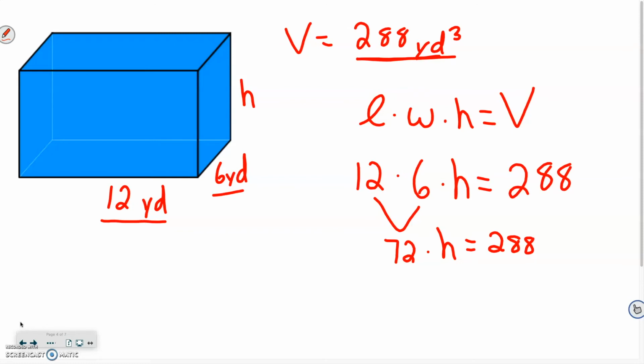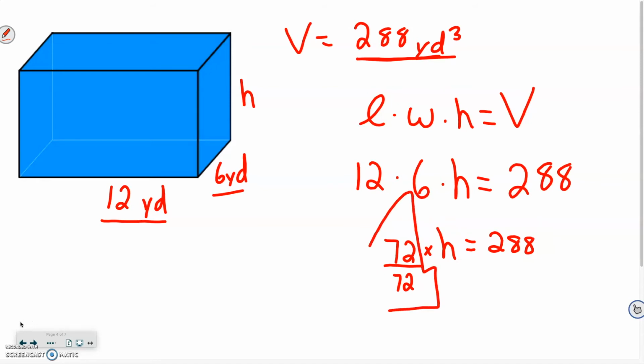So one thing you could do is you could guess and check: 72 times something until you get 288. Okay? But that's not always going to work today because sometimes you get a decimal, which you'll see coming up. How are we going to solve this? Well, what we can do is the opposite of multiplication. Opposite of multiplication is division, right? So here's what we can do. We can divide 72 by 72. Okay, like that.